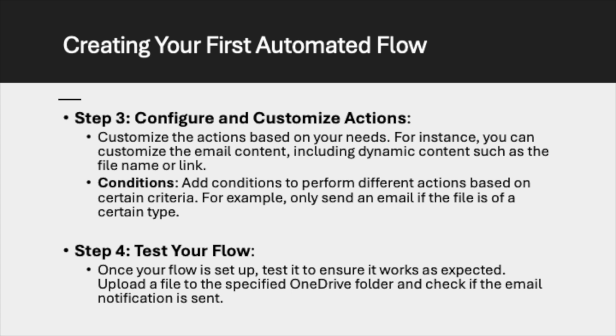Conditions. Add conditions to perform different actions based on certain criteria. For example, only send an email if the file is of a certain type. Test your flow. Once your flow is set up, test it to ensure it works as expected. Upload a file to the specified OneDrive folder and check if the email notification is sent.